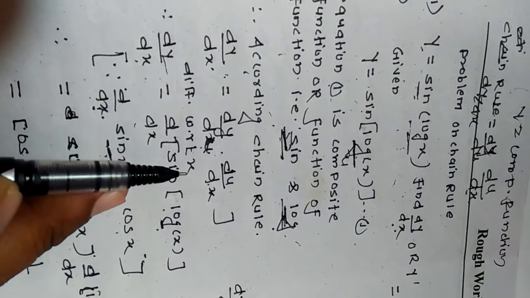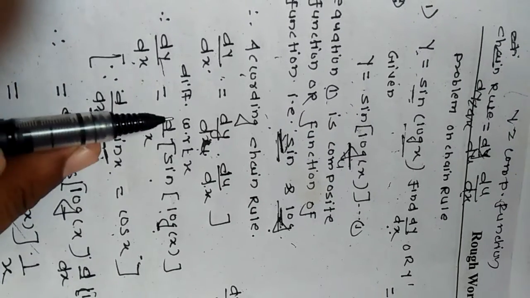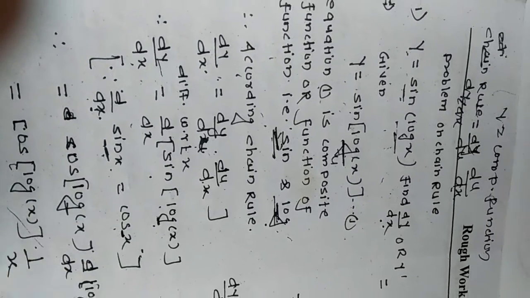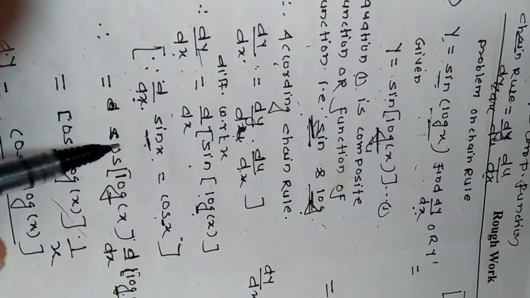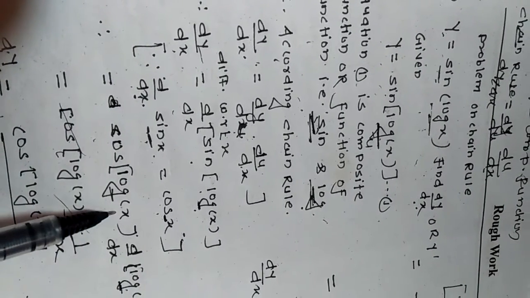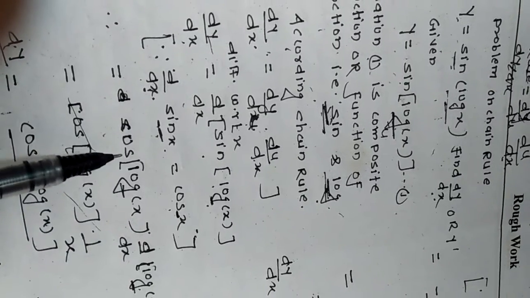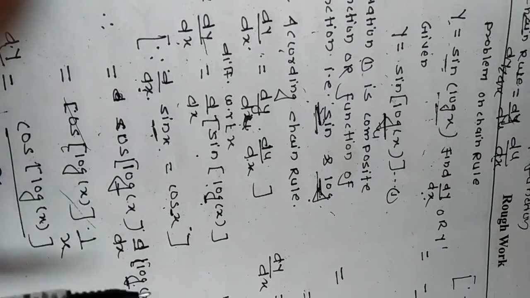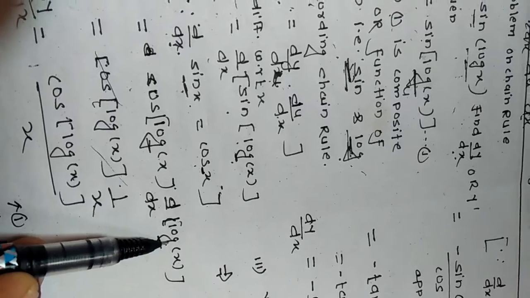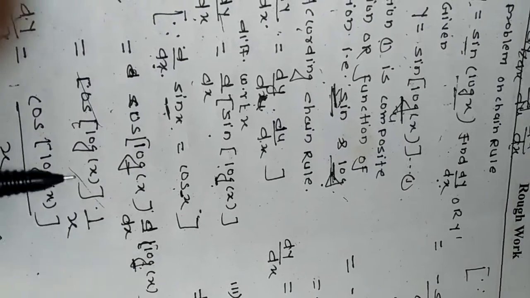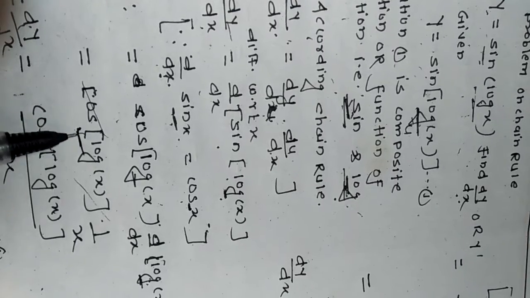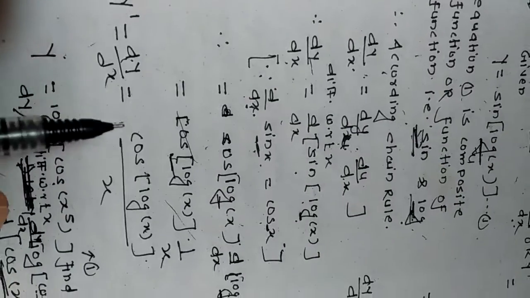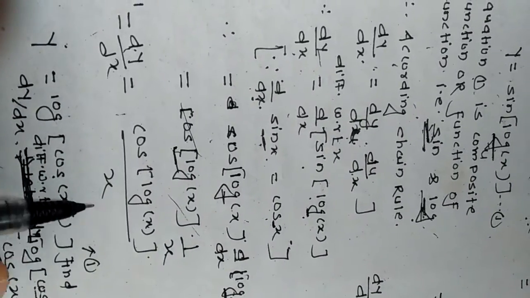Differentiating with respect to x, because y is a function of x, dy by dx equals the derivative of sine log x. The derivative of sine is cos, so we get cos log x, but that formula is only for sin x, not for sine log x. Therefore we again take the derivative of log x, because it is a composite function. The first term stays as it is, and the derivative of log x is 1 upon x. So y dash, the first derivative dy by dx, is cos log x upon x.